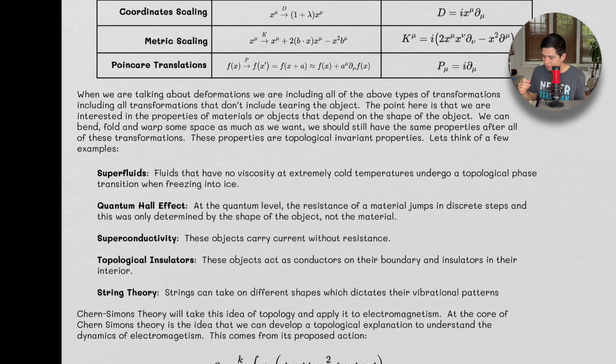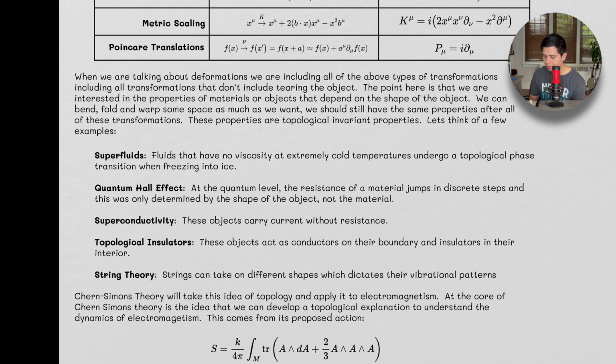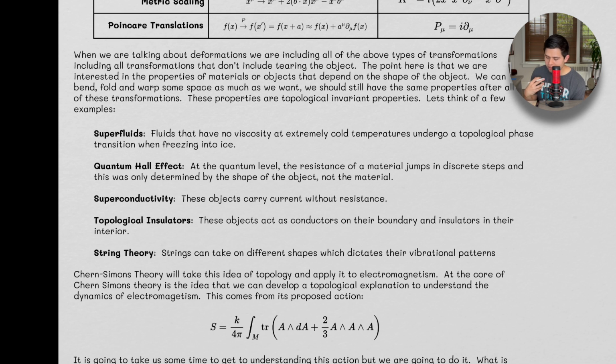And last but not least in this video, I want to cover some actual physical applications of this before we move on. So when we're talking about deformations, we're including all of the above types of transformations, including transformations that don't include tearing objects. Okay? That's going to be important when we start talking about topology. The point here is that we are interested in the properties of materials or objects that depend on the shape of the object. We can bend and fold and warp some space as much as we want. We should still have the same properties after all these transformations occur, though.